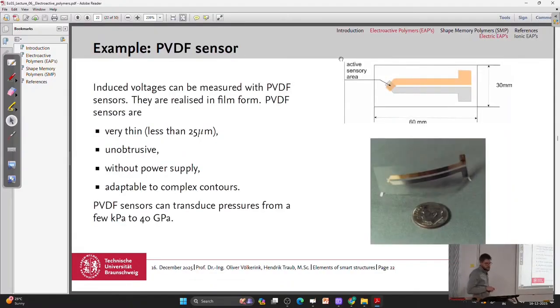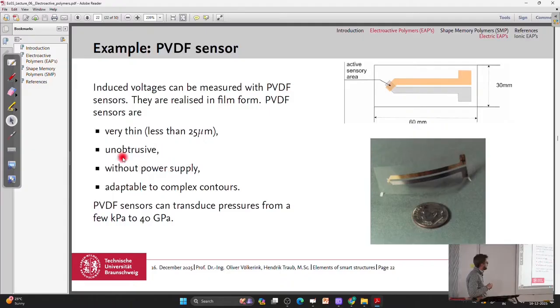So an application example for this would be a PVDF sensor. We have here the PVDF film. It's also transparent. This is how it comes, and then we have the electrodes applied here and here, on the top and on the bottom side, and the measurement area is here. So this is the sensor active area. Here is a coin for a size comparison, and the sensors are very thin, 25 micrometers. You get the PVDF in thin dimensions.